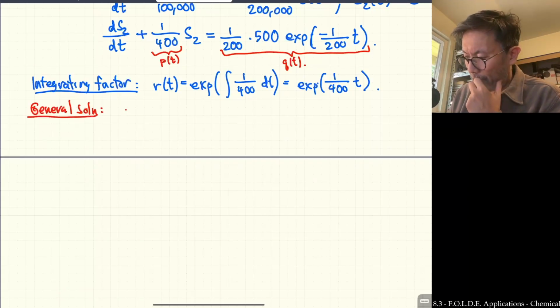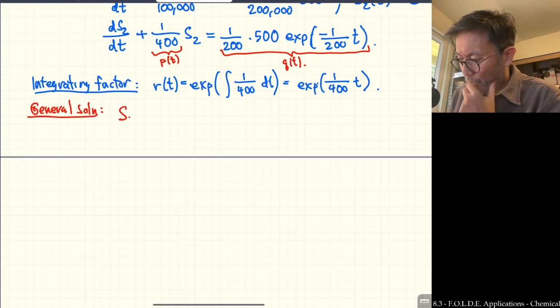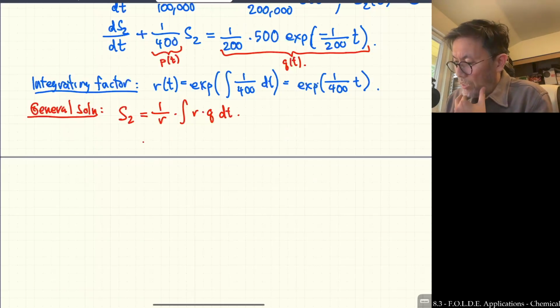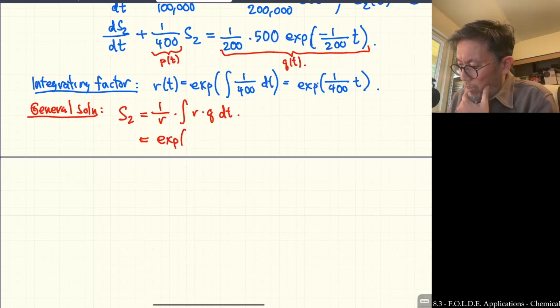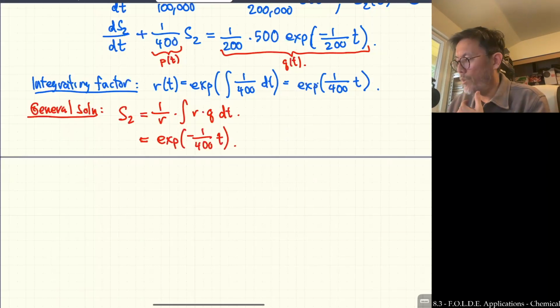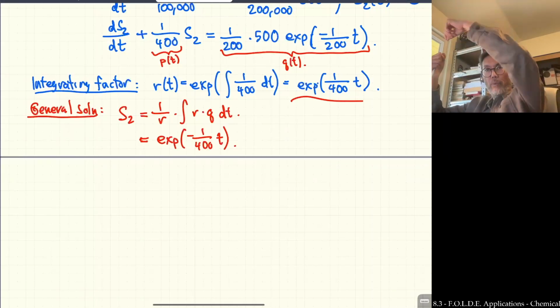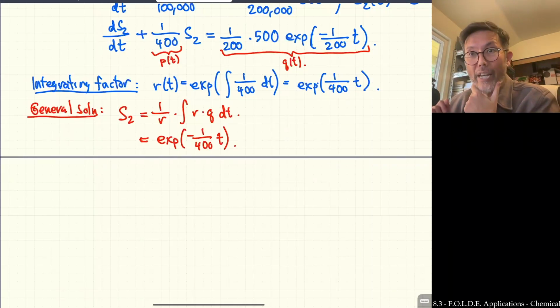So don't forget, this is going to be given by S2 of t is equal to 1 over r times the integral of r times q dt. In this case, 1 over r is equal to exp of negative 1 over 400 times t. Don't forget the logic there. When e to the 1 over 400 times t is the same thing as that right there, and 1 over it just applies a negative sign to the exponent.